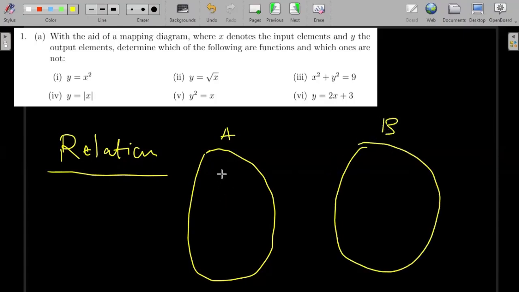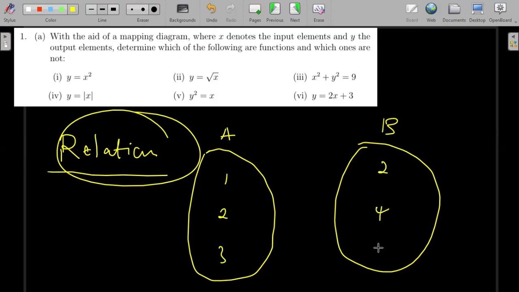So how the elements of this set A are going to be relating with the elements of set B, that's what we call a relation. So we can have maybe 1 here, 2, and then 3, and then they have been mapped to 2, 4, and then let's say 6. So this one will go to 2, this 2 will go to 4, this 3 will go to 6. So we see that there's some kind of relationship between this set and that set.